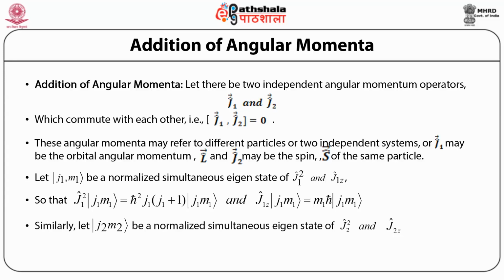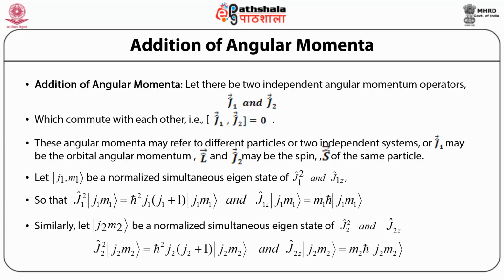Similarly, let ket J2 M2 be a normalized simultaneous eigenstate of operator J2 square and operator J2z. Then operator J2 square acting on ket J2 M2 is equal to h cut square J2 into J2 plus 1 ket J2 M2, and operator J2z acting on ket J2 M2 is equal to M2 h cut ket J2 M2.